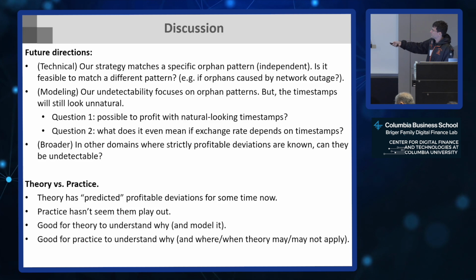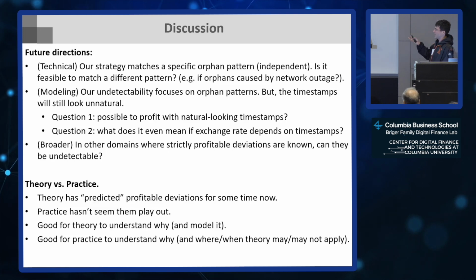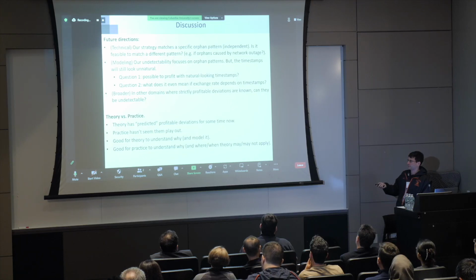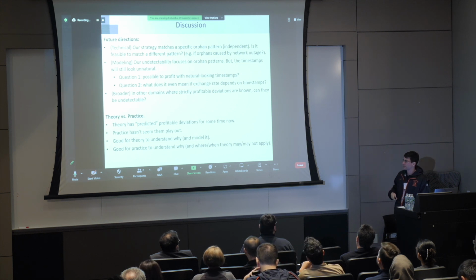And the last thing I would say: if you take theory literally, theory has been predicting something would happen in practice. It hasn't happened. And I think it's good for theory to try and understand why we're not matching practice. It's good for practice to understand why things are happening and when theory is useful.